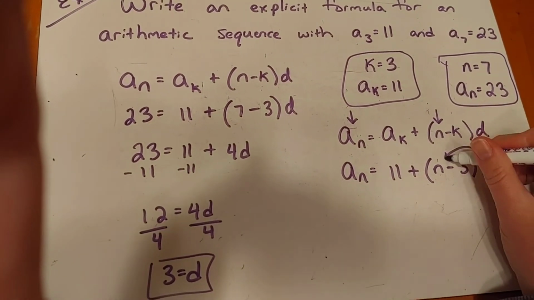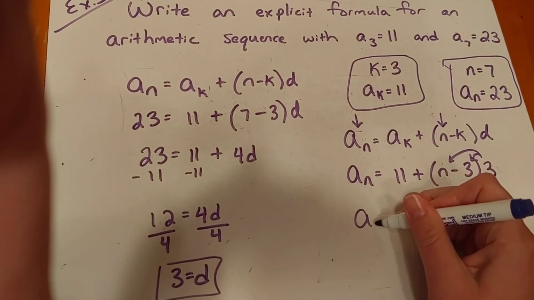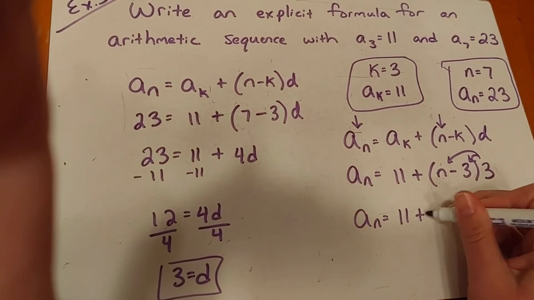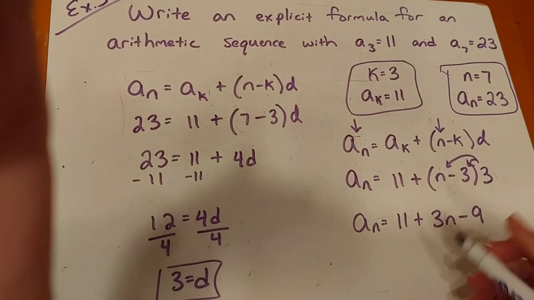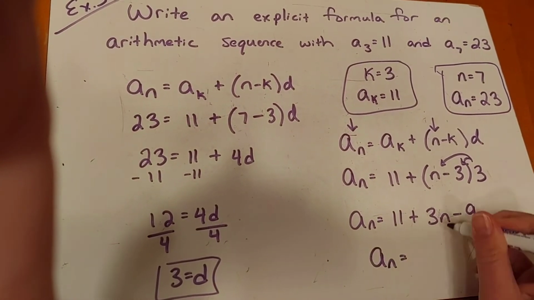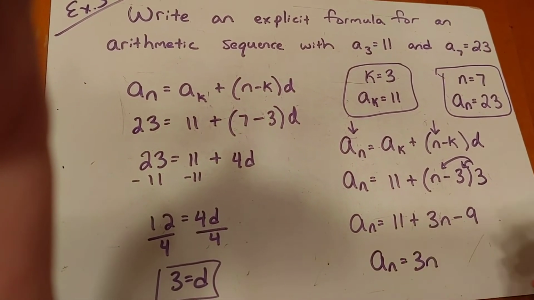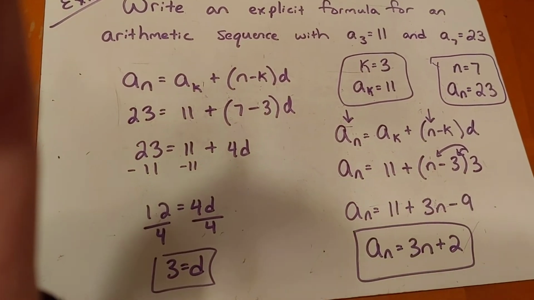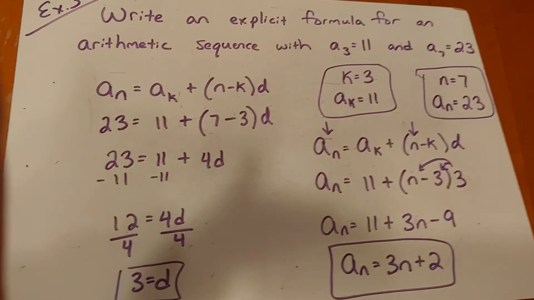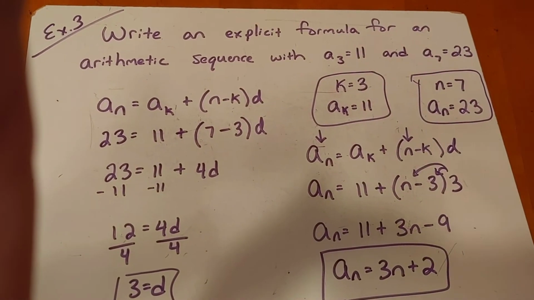This looks great so far, but I am going to simplify it just like before. I have to distribute from the back. So A sub n equals 11 plus 3n minus 9. I should combine like terms here to get a simplified formula. Bring down 3n. 11 minus 9 is 2. Here is my explicit formula for the sequence. Nicely done, class. All right, let's move on to the next one.